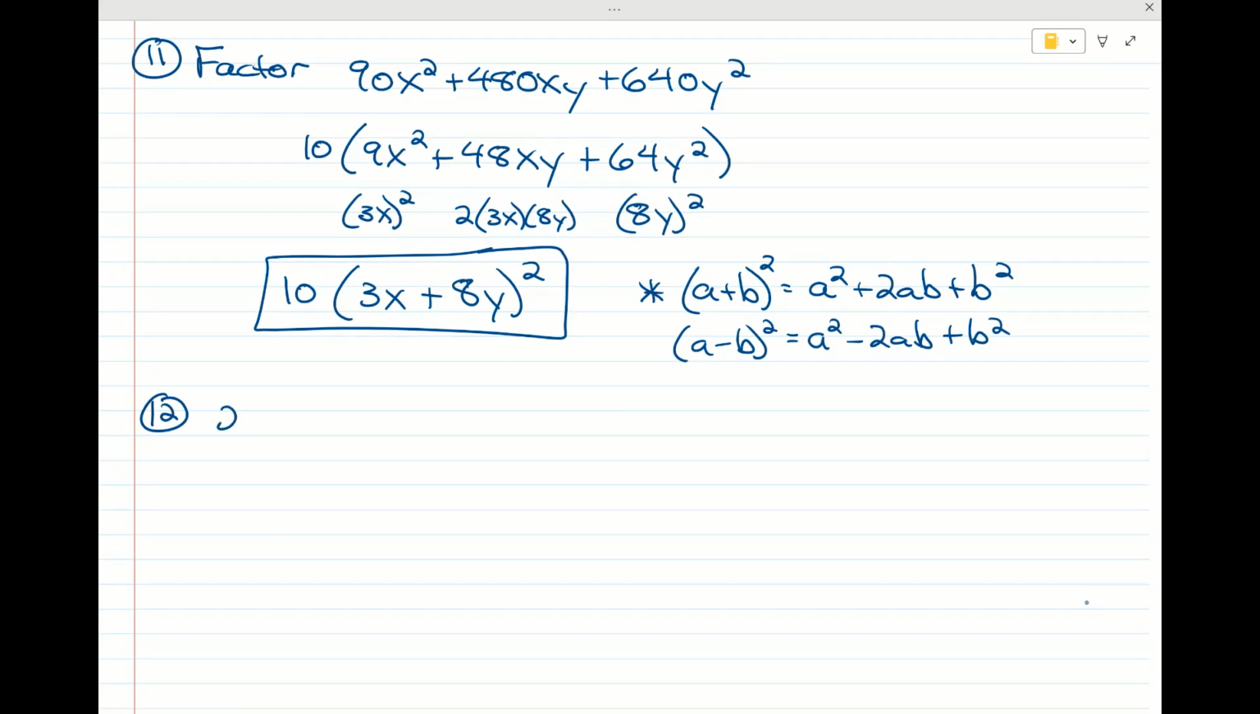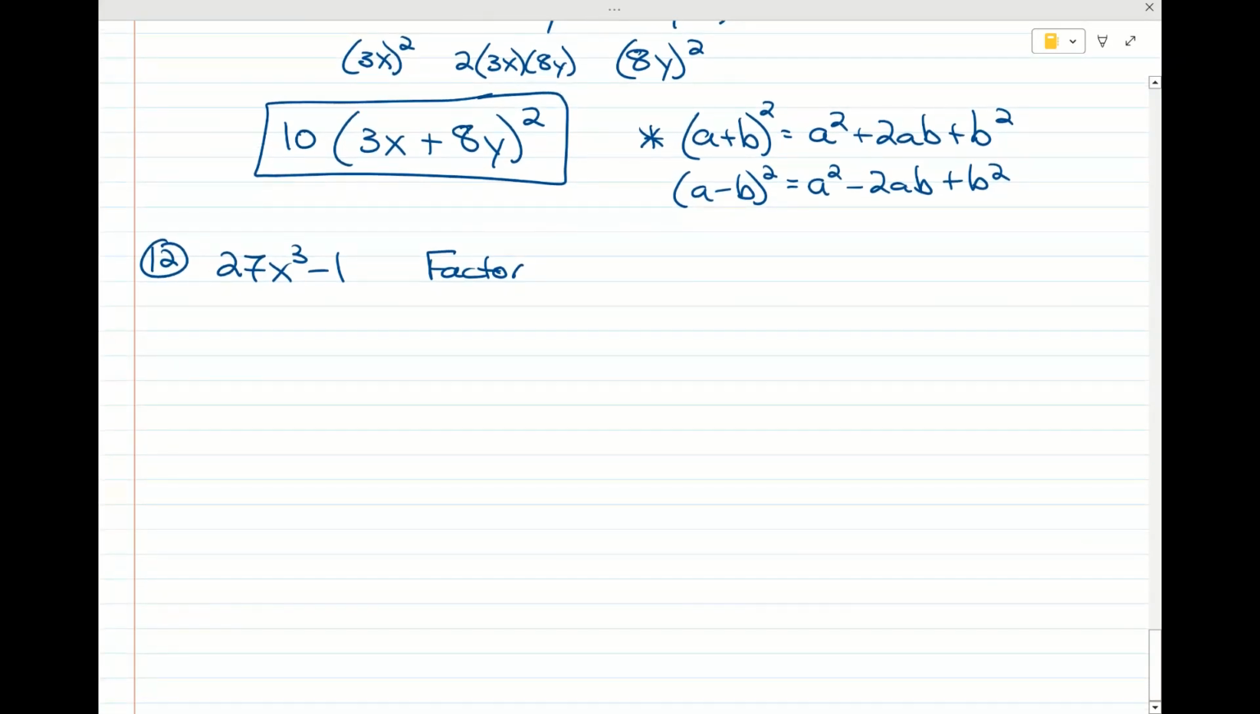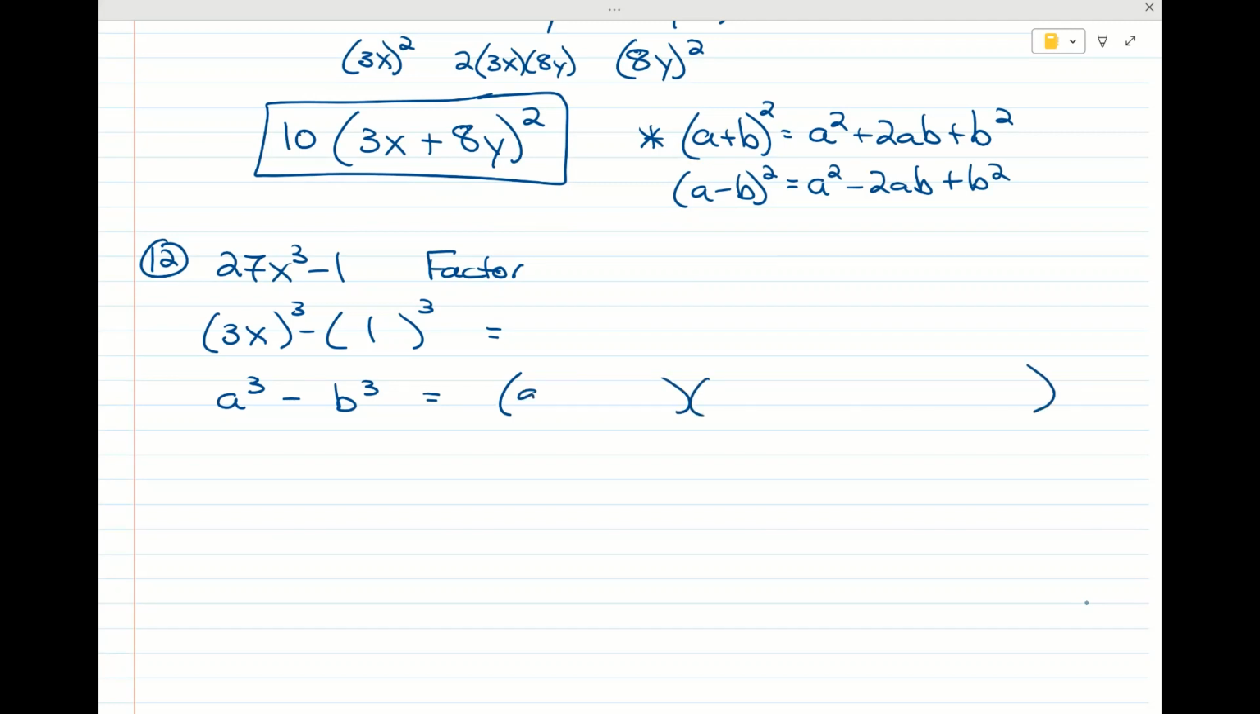Problem number 12, it says 27x to the third minus 1. And again, we're asked to factor it. And this is an example of the SOAP formula we discussed. So with the SOAP formula, we have to figure out what cubed is 27x to the third, and obviously that's 3x. 1 cubed is 1. So according to our formula, we're going to factor this to be a squared, ab, and b squared with the same sign, opposite, and always positive.